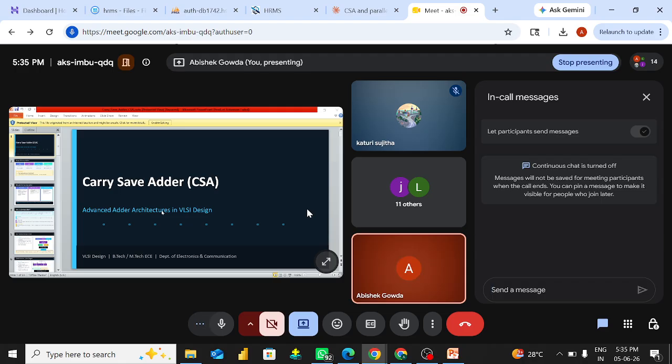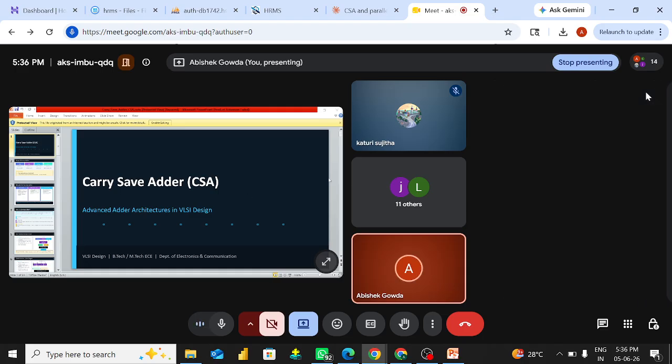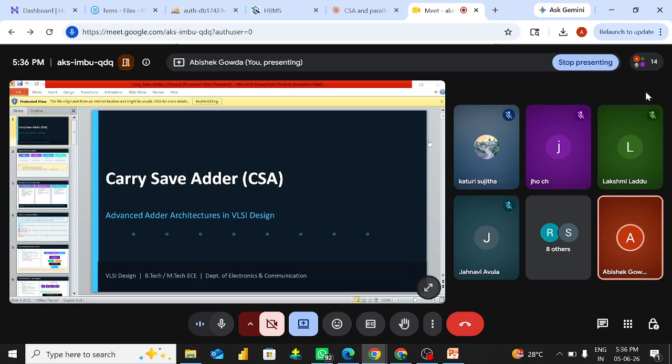That's why I didn't explain it in yesterday's class, because it uses a different concept among all the other adders. So coming back to the class, before learning about carry save adder, we should recall what adders we have learned so far, right?